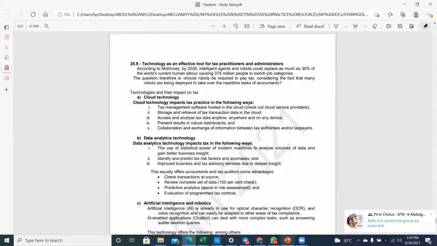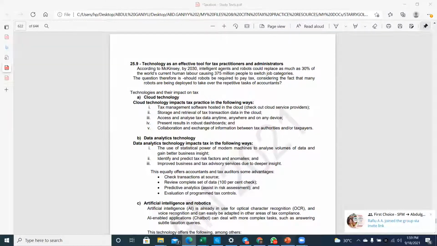This equally offers accountants and tax auditors some advantages, such as they will be able to share transactions at source. They will be able to review complete sets of data 100%, that is 100% check. Yes, they will be able to predict analytics, that is assist in risk assessment and evaluation of programs, task controls.